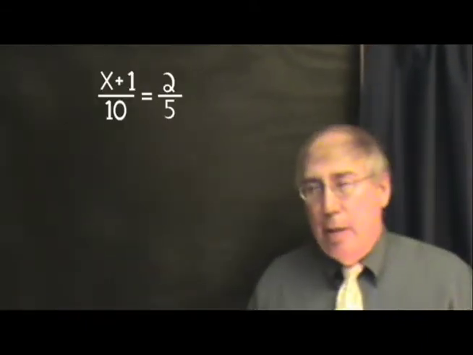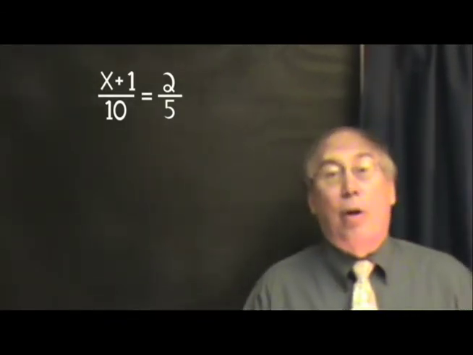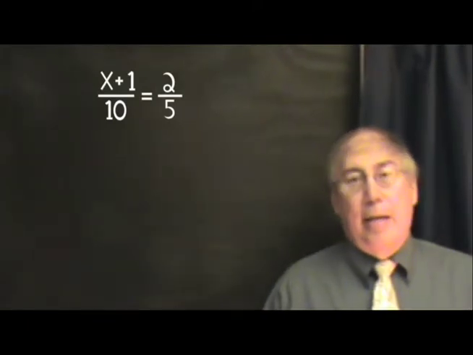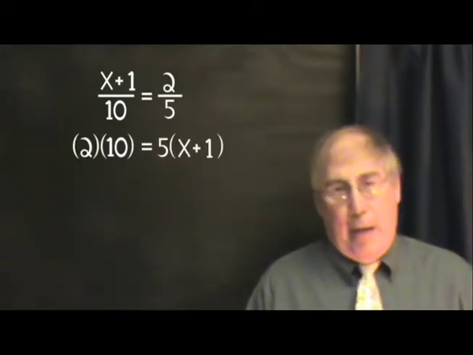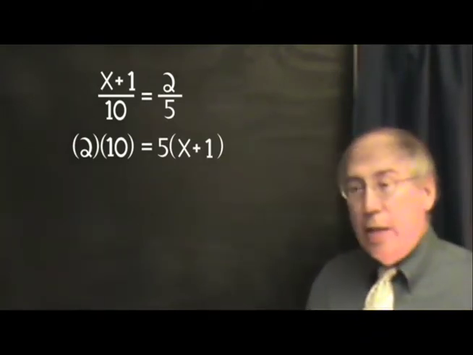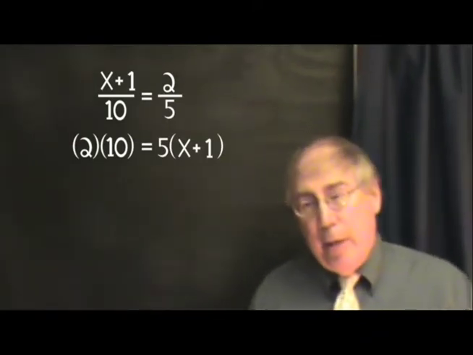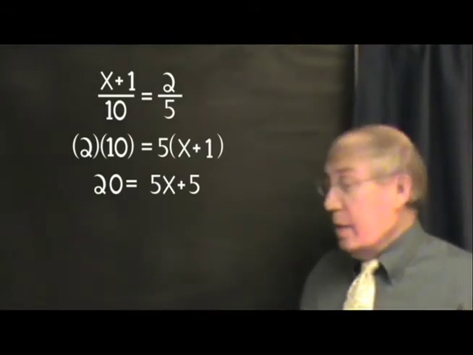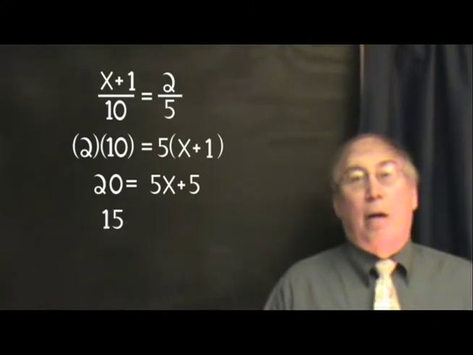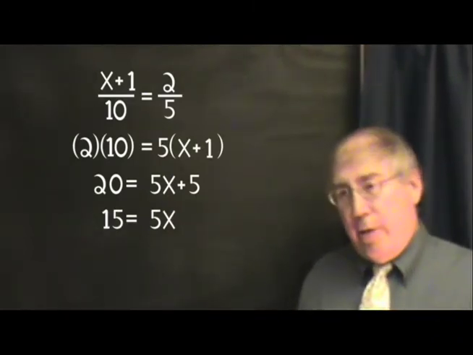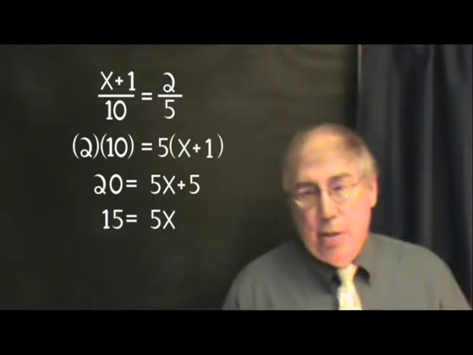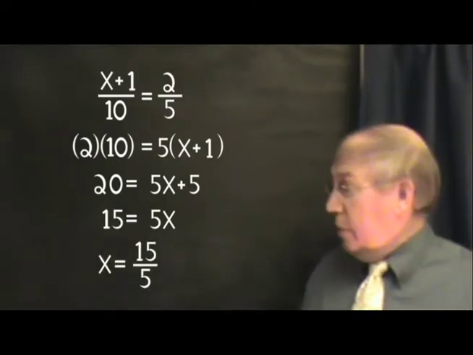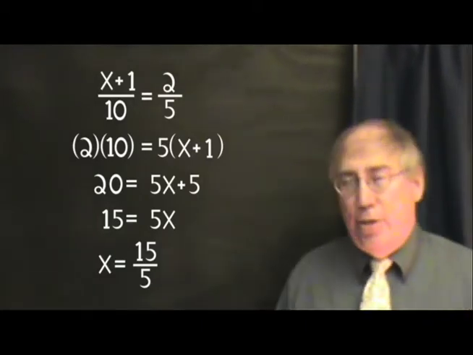This problem here, continue cross multiplying, and so we go 2 times 10 and x plus 1 times 5. Right hand side, apply the distributive property, and so we get 20 equals 5x plus 5. Now let's subtract 5 from both sides. Get rid of that 5 on the right hand side. So we get 15 equals 5x, and x is going to eventually be 3 as your answer.